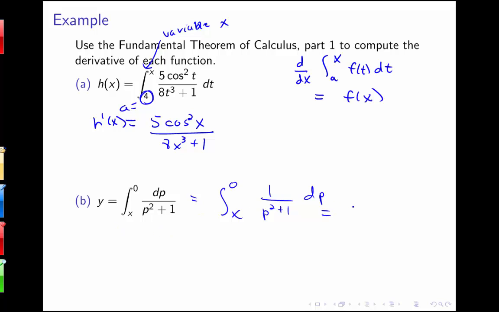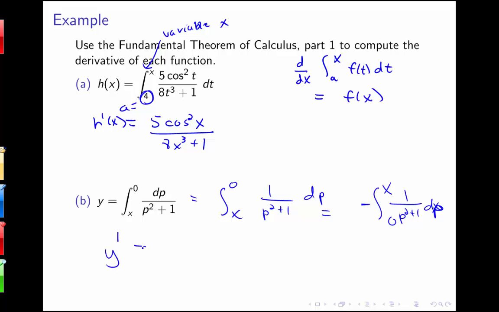So I would want to rewrite this as the integral from 0 to x of 1 over p squared plus 1 dp. But I know that when I switch the order of the limits of integration, I have to multiply by -1. So the integral from x to 0 of 1 over p squared plus 1 dp is equal to negative the integral from 0 to x of 1 over p squared plus 1 dp. Okay, so now I'm ready to go ahead and apply the theorem.